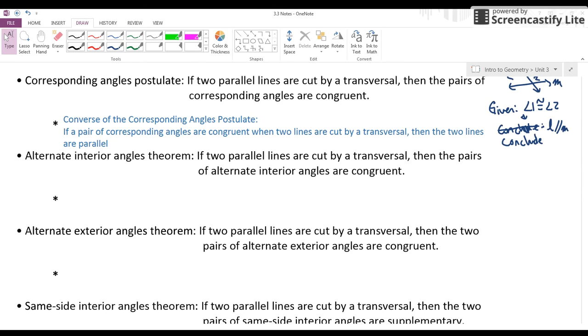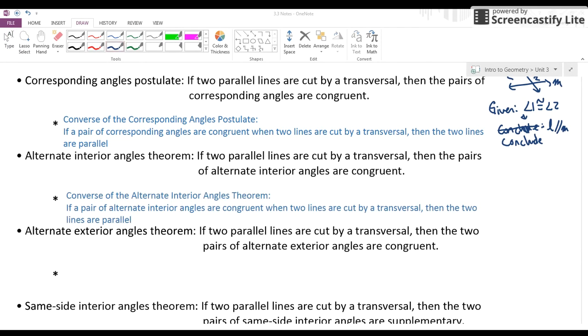Using the converse of the corresponding angles postulate is not the only way to prove lines are parallel. We can also use the converse of the alternate interior angles theorem. So let's go ahead and write that one down. All right, so there it is again. Basically, if you have two lines cut by a transversal and a pair of alternate interior angles are congruent, then we can take that further and say those two lines must have been parallel.